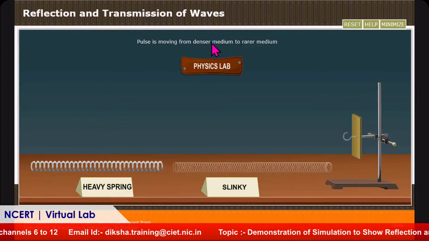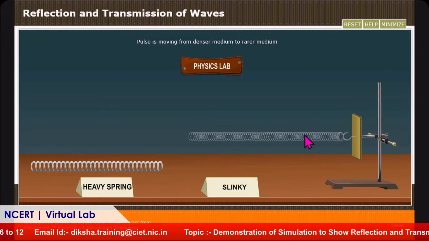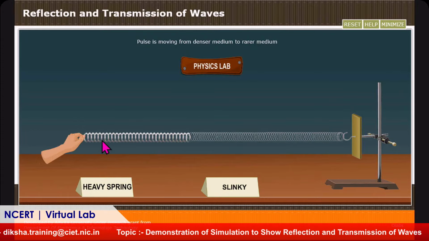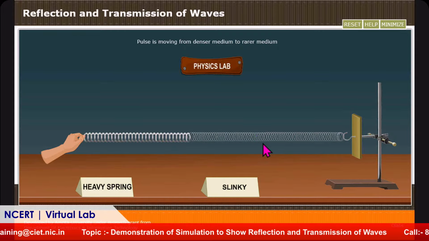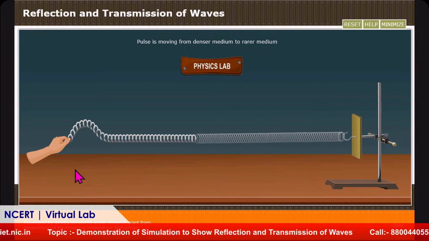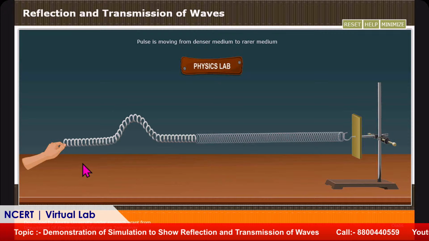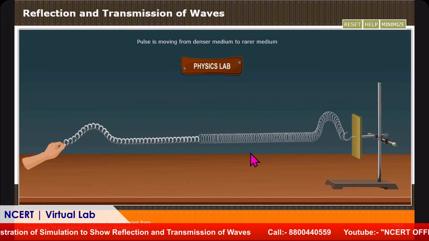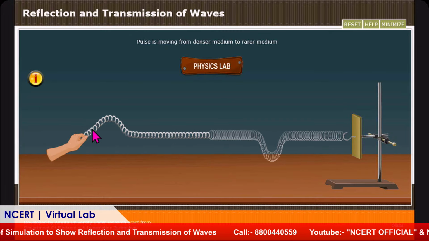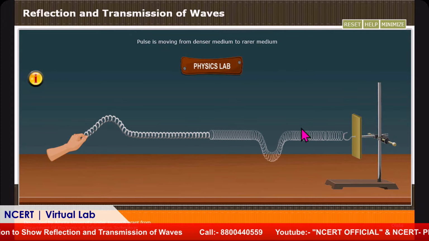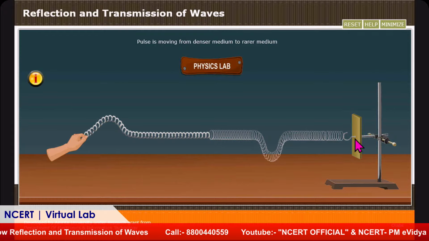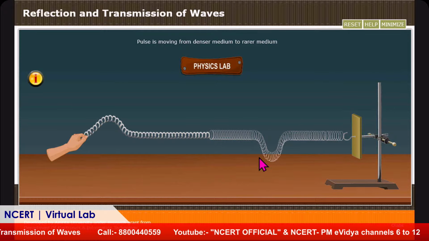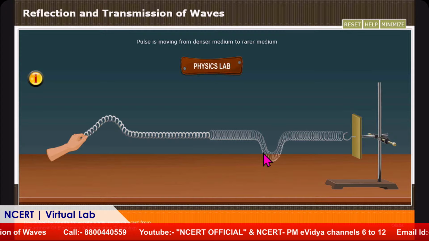Now the pulse is moving from a denser medium to a rarer medium. Here in this case the heavier spring is in front, then the rarer, a lighter spring. Again I have given some pulse, some energy, to it. We are explaining this in the form of a mechanical wave; we can see it here. So what we will say is that the wave is transmitted and then reflected from the closed end. When it is reflected from the closed end, again a phase inversion of 180 degrees will be there.